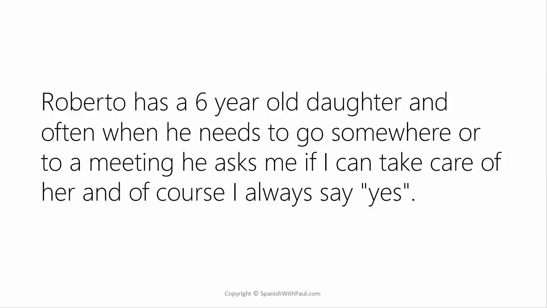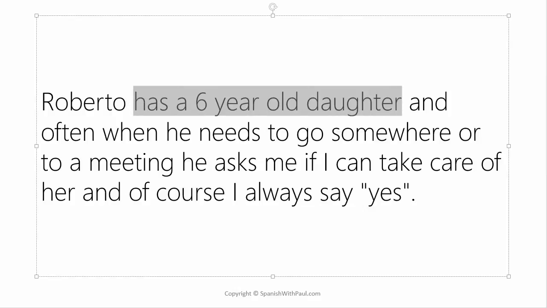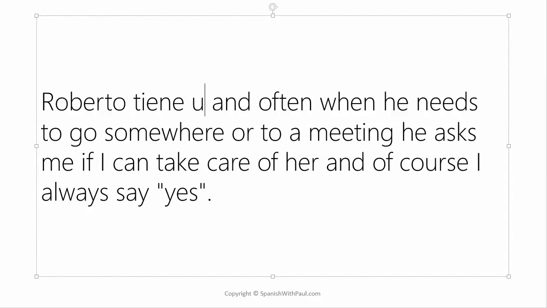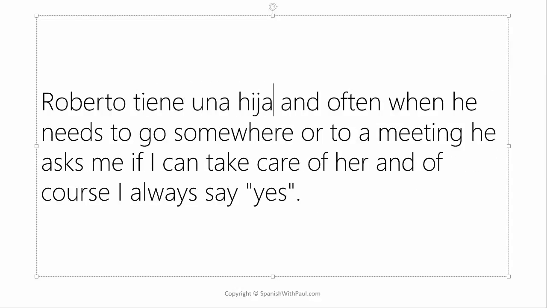So here is where this girl, Daniela, starts to reveal what the problem is. It says, Roberto has a 6-year-old daughter, and often when he needs to go somewhere or to a meeting, he asks me if I can take care of her, and of course I always say yes. So Roberto has a 6-year-old daughter. Okay, so Roberto tiene una niña, has a daughter, or hija, tiene una hija, like that.